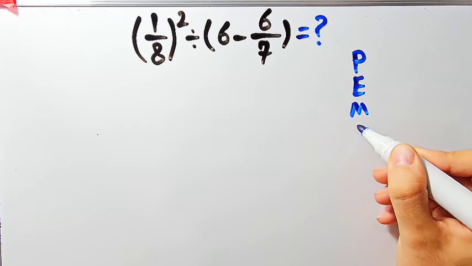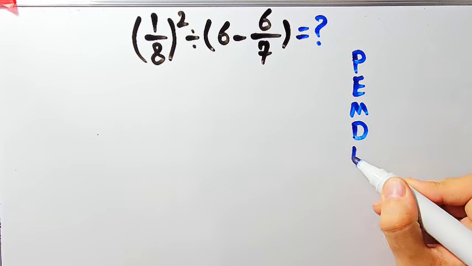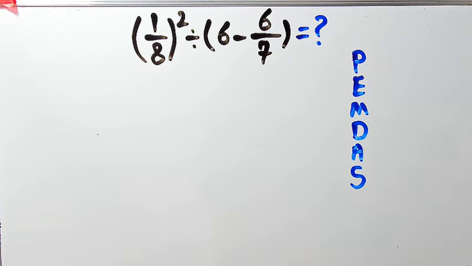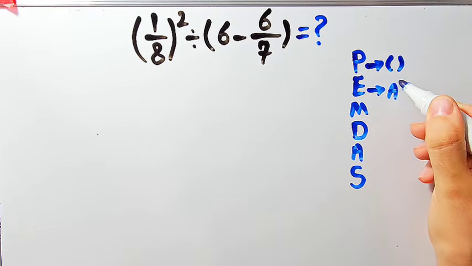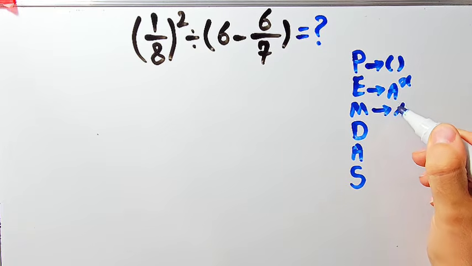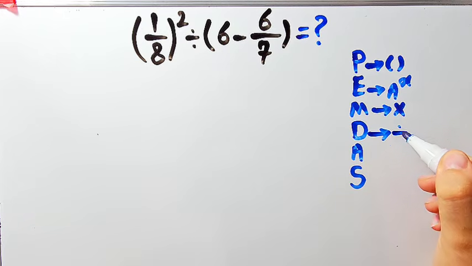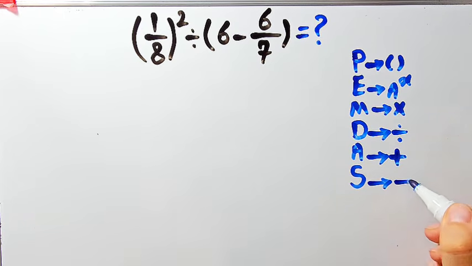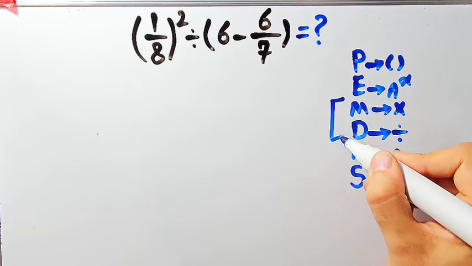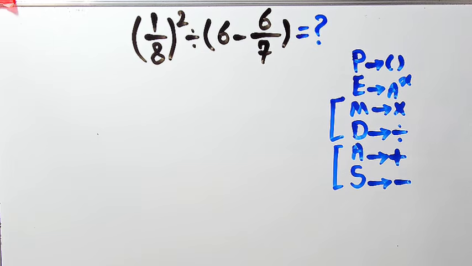PEMDAS shows the priority of the mathematical operations, and if you don't pay attention to the PEMDAS rule, you get the wrong answer. In the PEMDAS rule, P stands for parentheses, E stands for exponent, M stands for multiplication, D stands for division, A stands for addition, and S stands for subtraction. Multiplication and division have the same level of priority. Also, addition and subtraction have the same level of priority. When we have both in an expression, we start from the left and simplify the question.